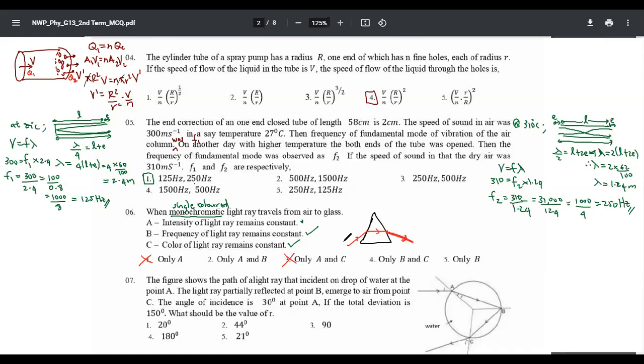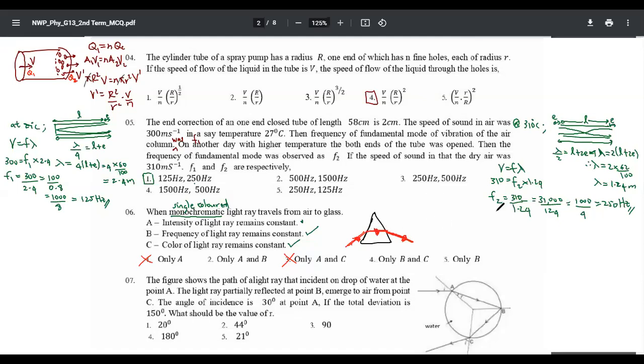The color doesn't change, right? So B and C are correct. Therefore, mostly the fourth must be the answer, no? Color doesn't change, people. There won't be a change in the color because experimentally, I have seen that kit. I don't know whether you people have done that experiment in the laboratory.